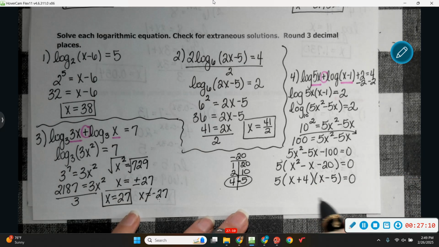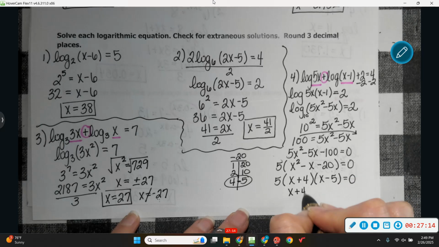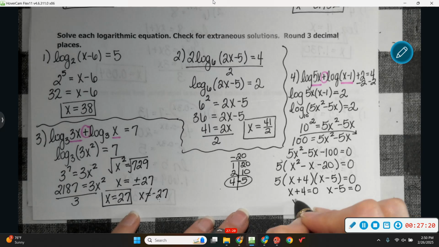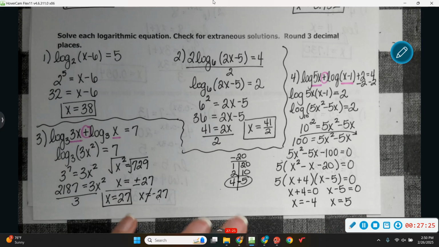Set it equal to 0. I do not need to set my GCF equal to 0, just the terms with the x value. So x plus 4 equals 0 and x minus 5 equals 0. Gives me x equals negative 4 and x equals positive 5.